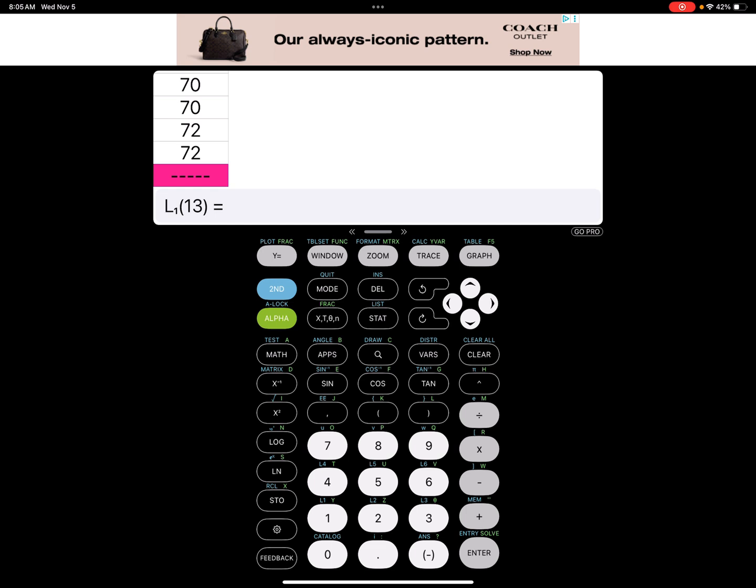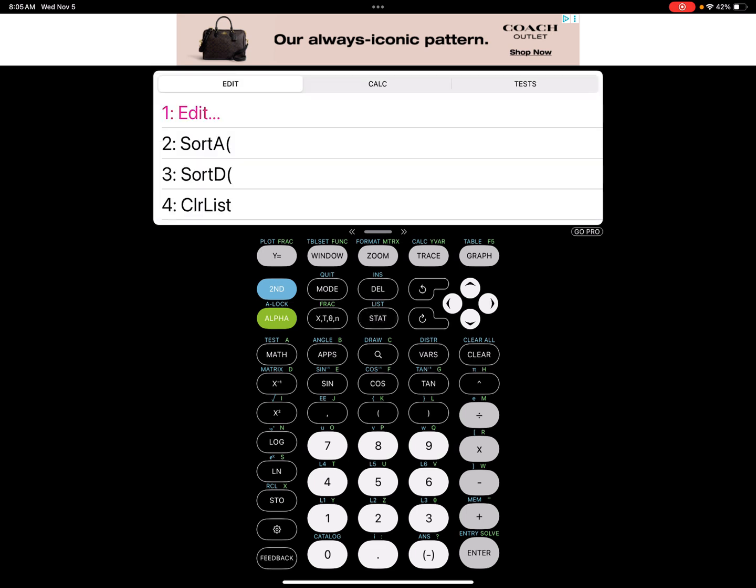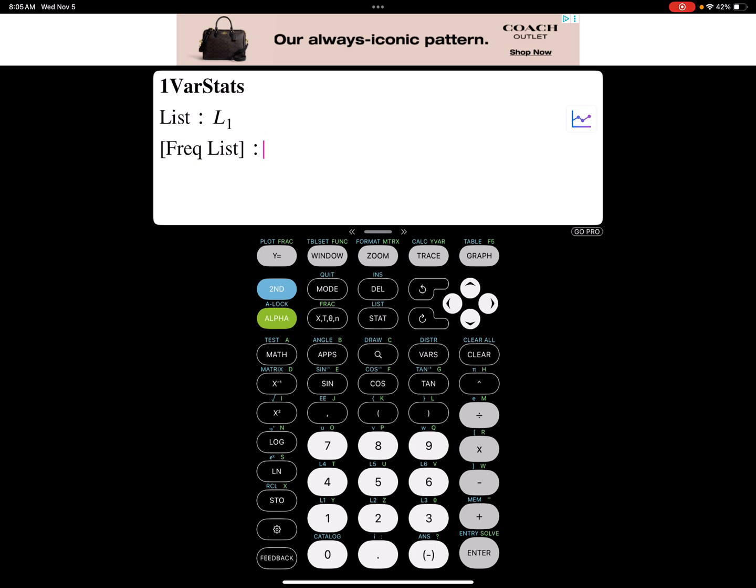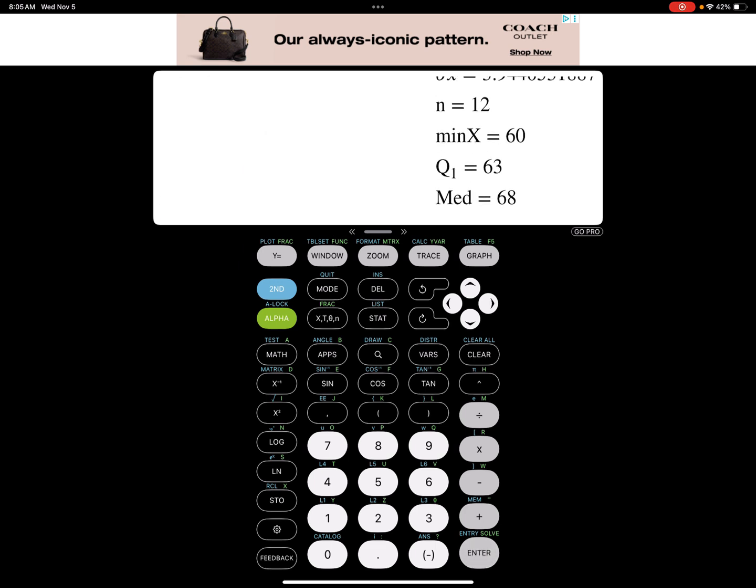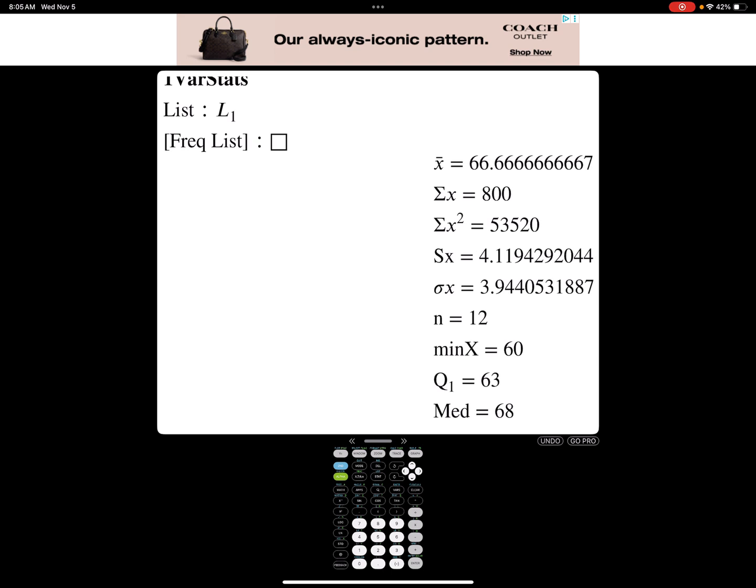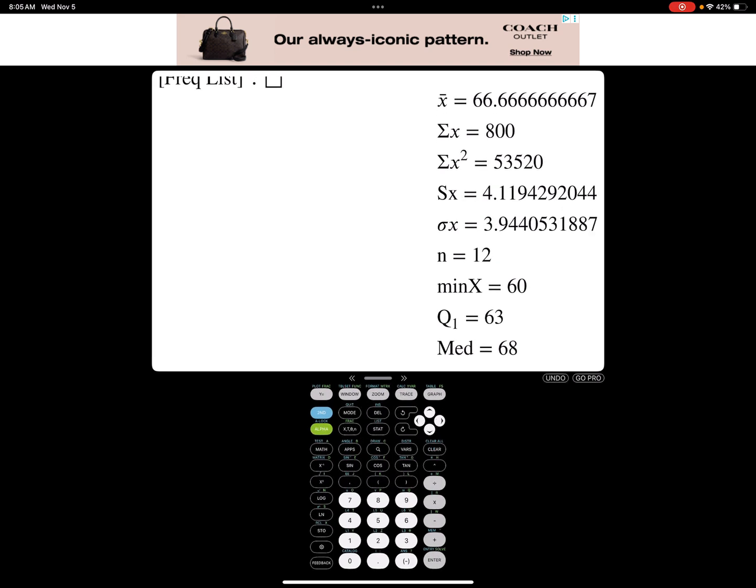Okay, once they're all in there, you're going to hit stat again, arrow to the right to go to calc, and then that first option, 1-Var Stats, is what we want. So you're going to hit enter, make sure it says L1 in your list there, and then just keep hitting enter until you see this list of data. Okay, you should get a whole list like this. You may have to arrow down.